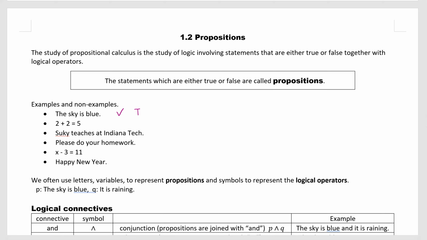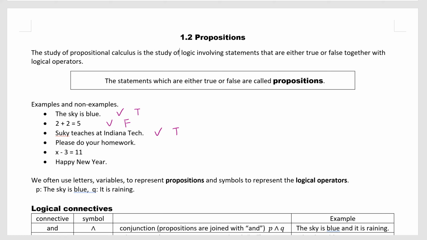2 plus 2 equals 5. Well, is this true or false? We know 2 plus 2 is 4. 4 is not equal to 5. So this is false, because we can tell whether it's true or false. So this is a proposition and it is false. Next, Suki teaches at Indiana Tech. Is this true or false? It's true, right? So check mark, yes, this is a proposition and this is true.